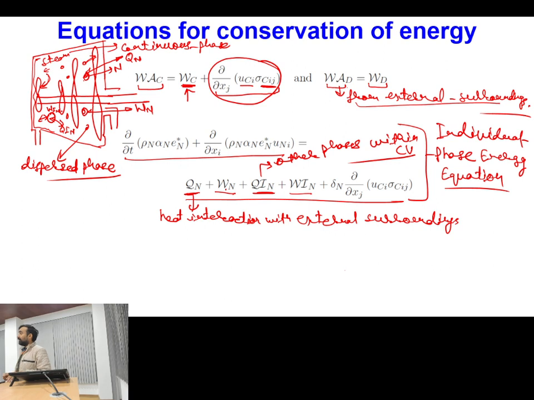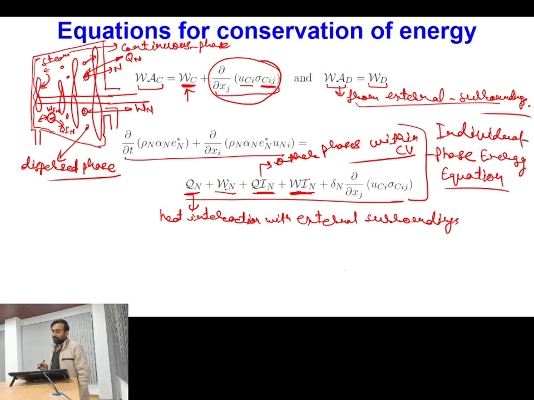Is this one clear? What I was previously telling is that a continuous phase will apply a certain amount of pressure and stresses on the dispersed phase, and because of that there will be some work done. That work done is actually accounted for in this Wi. Are all clear with this idea?